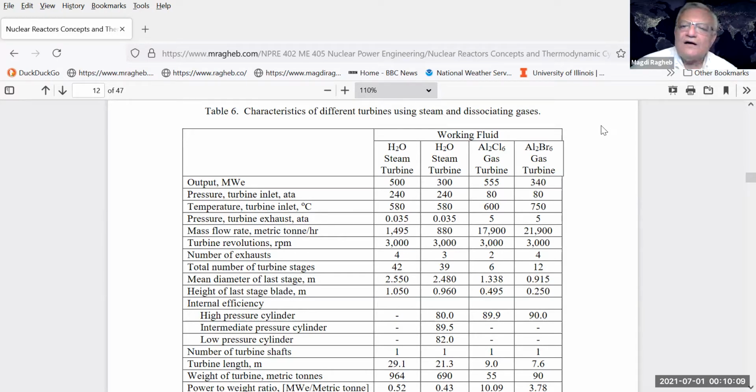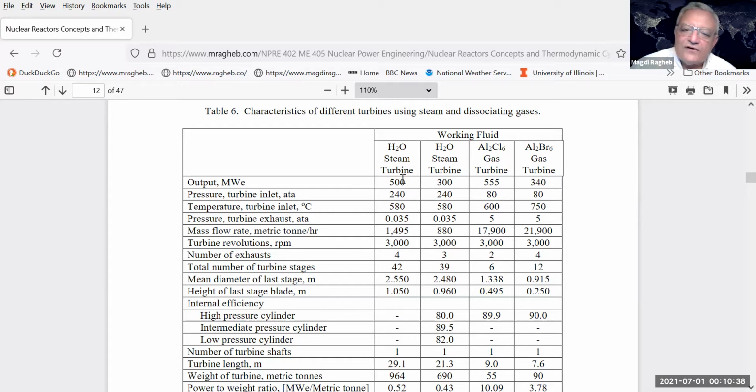Example for the use of different working fluids is shown here. If you use like today's a water steam turbine with an output of 500 megawatt electric, let's compare this to a similar system using a gas turbine using aluminum chloride. Why aren't we using these today? Well, the technology is much more complicated and aluminum chloride is toxic. So we have to deal with the toxicity of those working fluids.